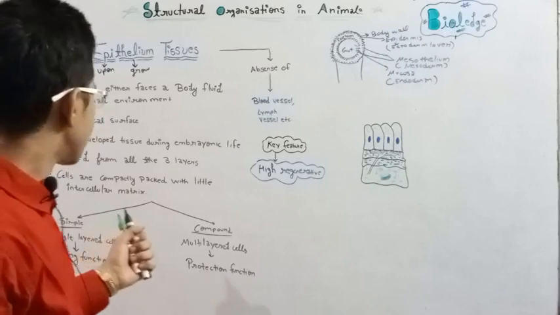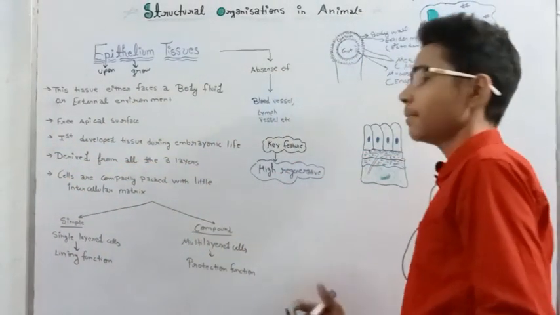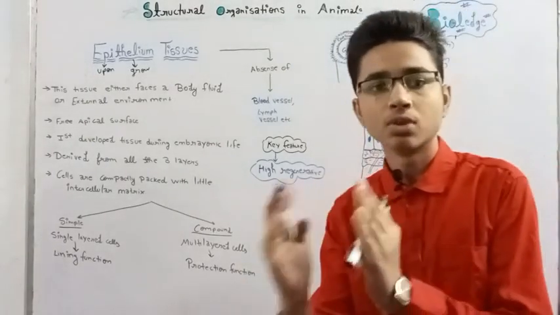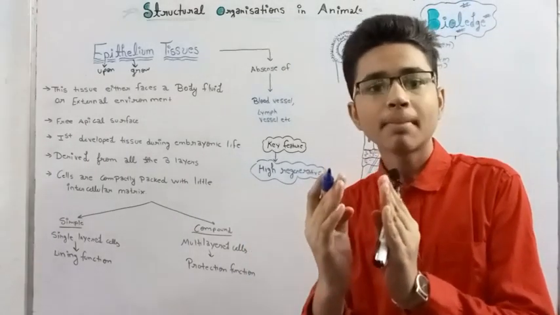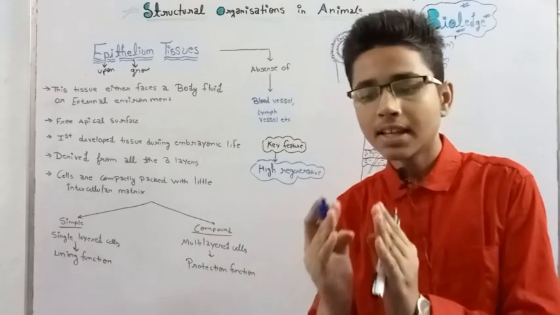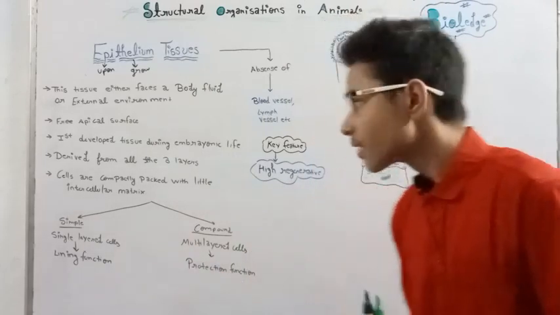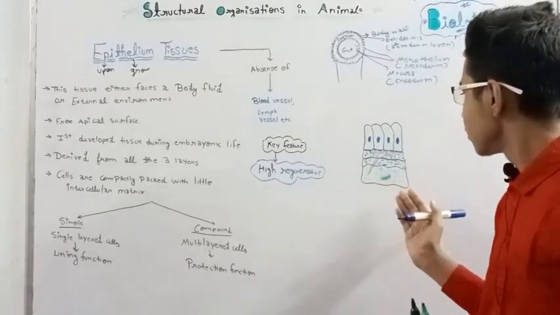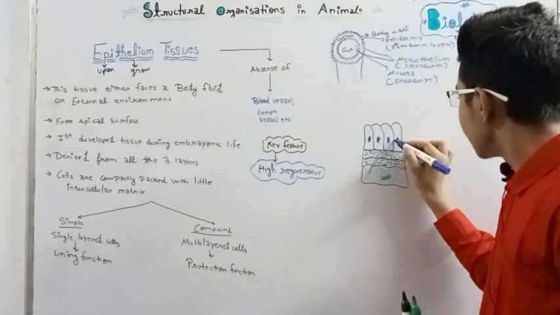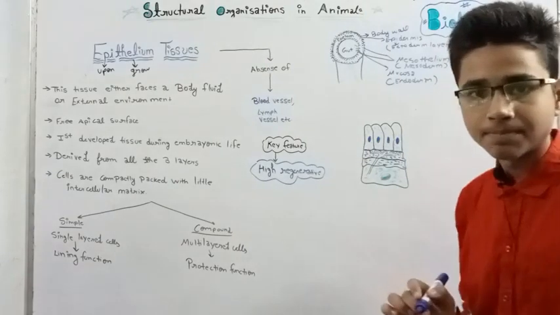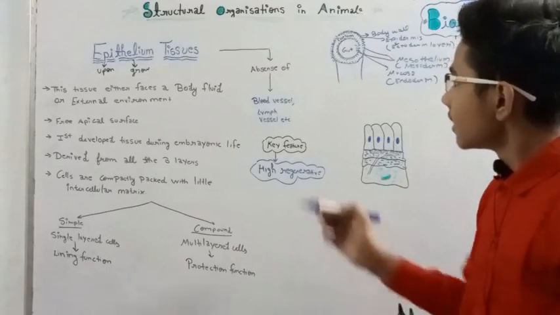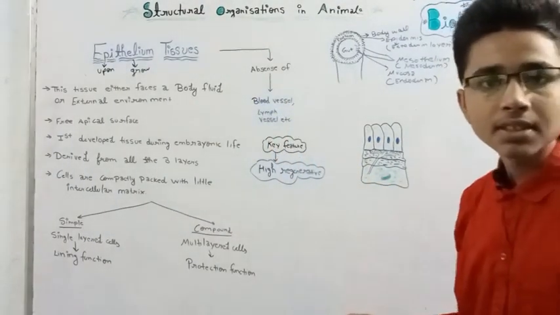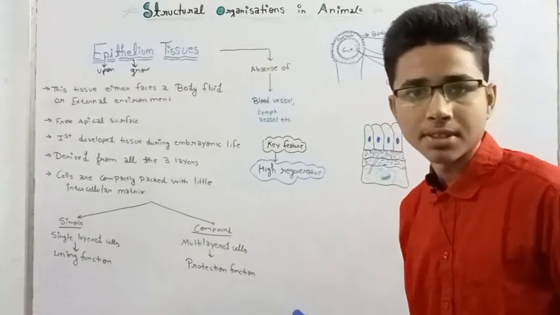The next key feature is that these cells are compactly packed with little intercellular matrix. The cells are very closely packed, so the intercellular matrix, which is the cementing material of the cells, is very little among them. As we can see in the example figure, there are very few intercellular spaces between them. Next, what is absent? There is an absence of blood vessels, lymph vessels, or any kind of glandular vessel.